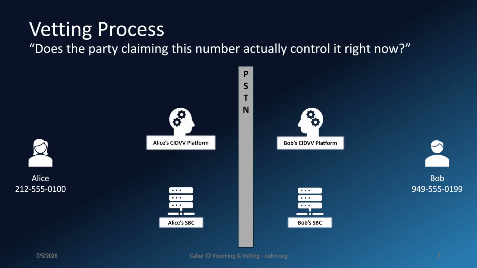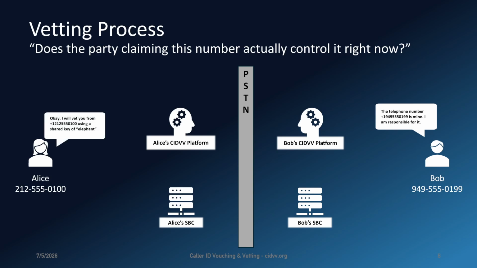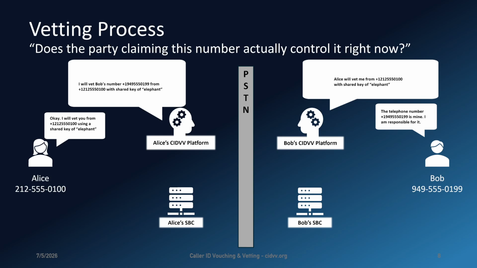So how do we automate this with a protocol? Well, we have this CIDVV platform on both ends. We have a PSTN in between. Okay. Bob tells Alice, I own this number. It's mine. I'm responsible for it. And Alice says, okay, let's validate this. Let's verify it. I'm going to vet you from my number and we're going to use the shared key of elephant. So now Alice and Bob put this information into their CIDVV platform.